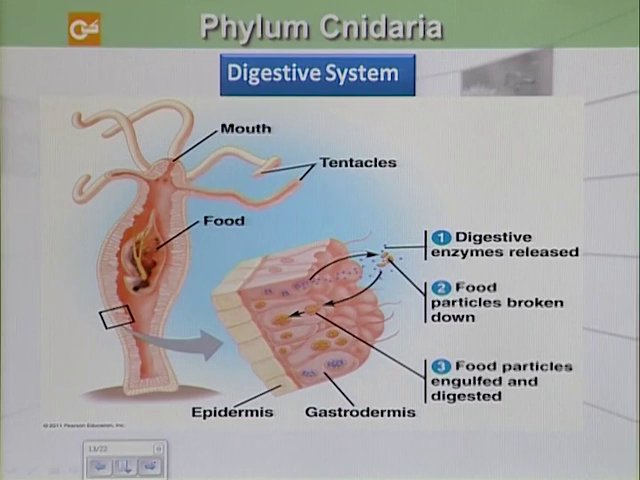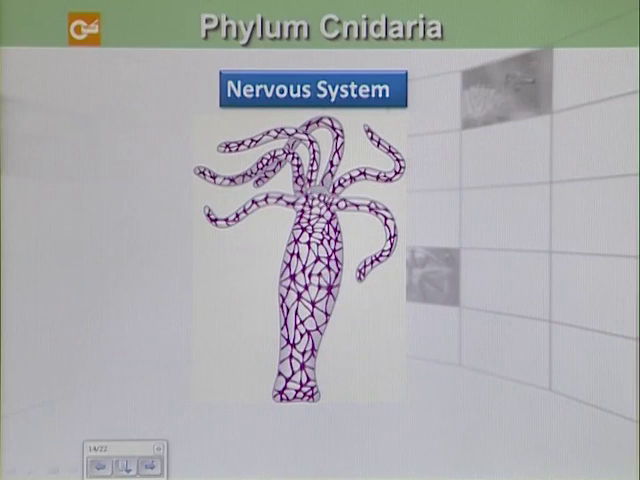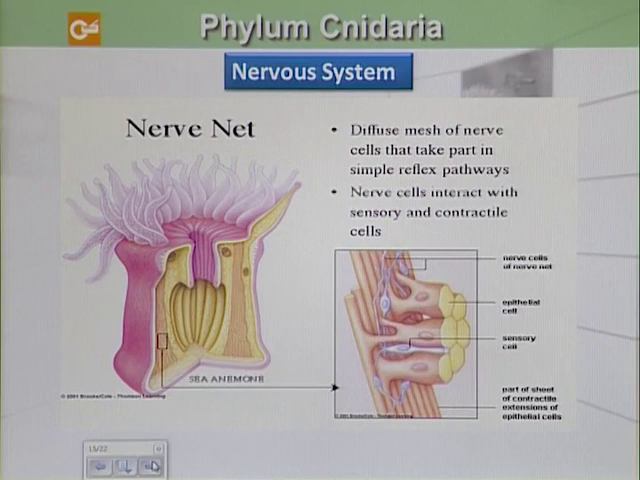We can see in step number one, digestive enzymes are released, and then food particles are broken down, engulfed and digested. And then we can see the nervous system, which is in the form of neuron cells forming an irregular net in the body, and there is no central nervous system, as we can see here in this diagram. To see the nerve net, we can have a close look here. We can see that these are the nerve net.